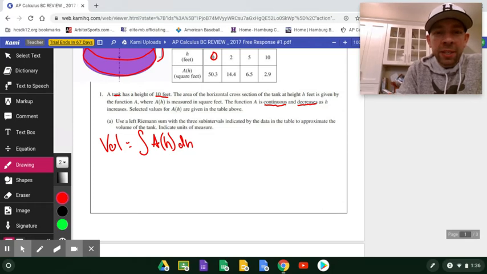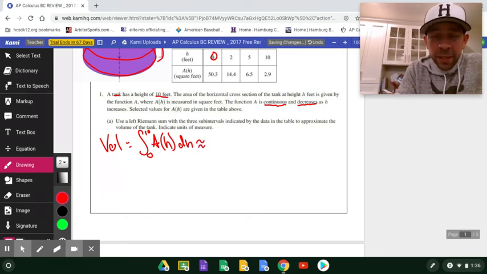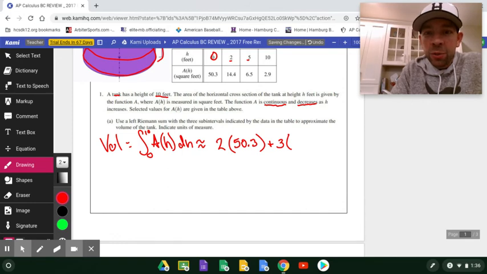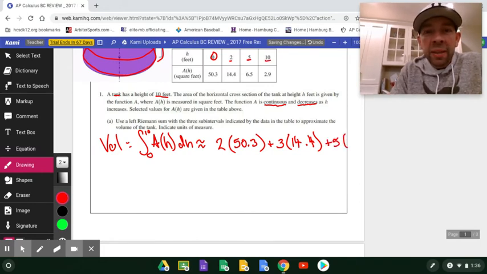And so in this particular case, those bounds are going to be from 0 to 10, and this integral is approximately, let's see, the first rectangle has a width of 2, and we're going to use the height at h of 0, which is 50.3. And then the distance between a 2 and a 5 makes a base of 3. We're going to use the height at h equals 2, so we're using 14.4. And then that third rectangle, as we go from 5 to 10, has a width of 5, and we'll use the height at 5, so we'll go 6.5.